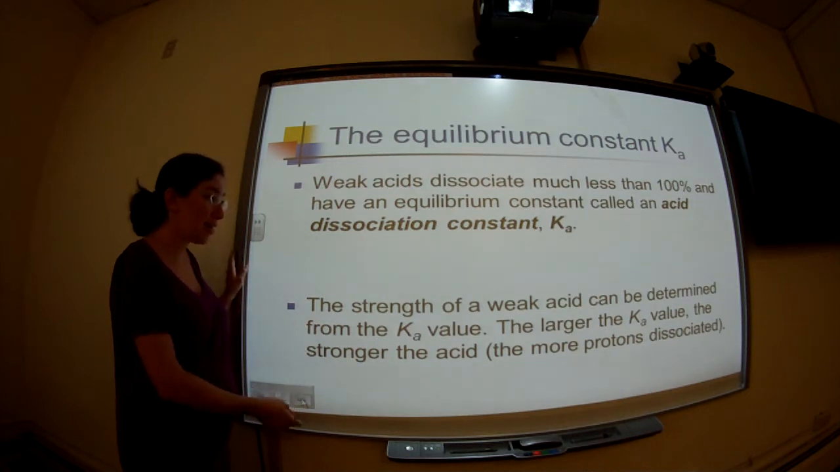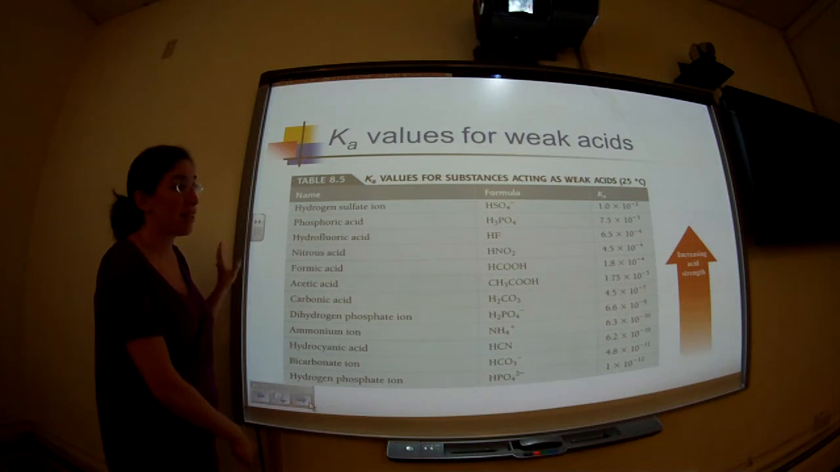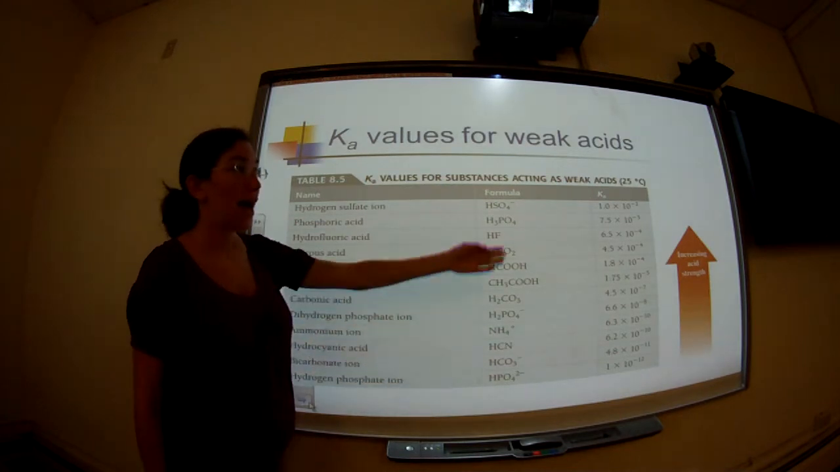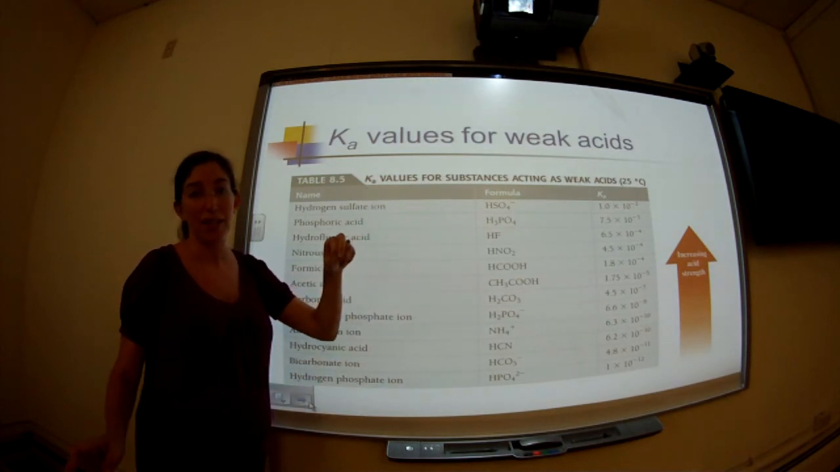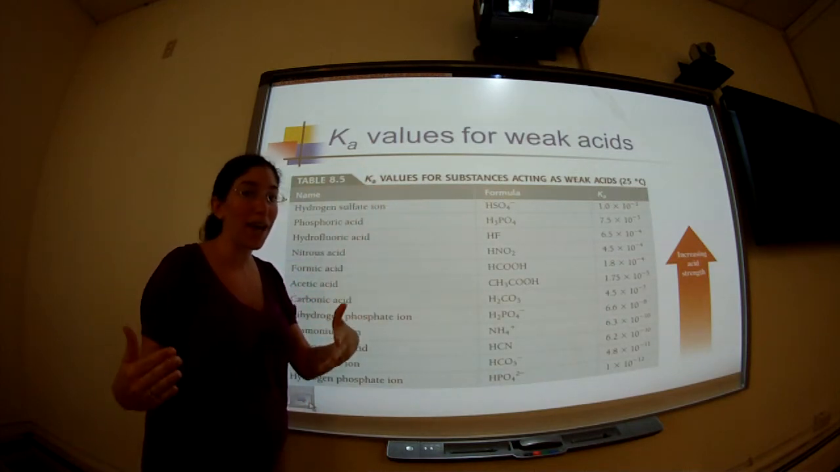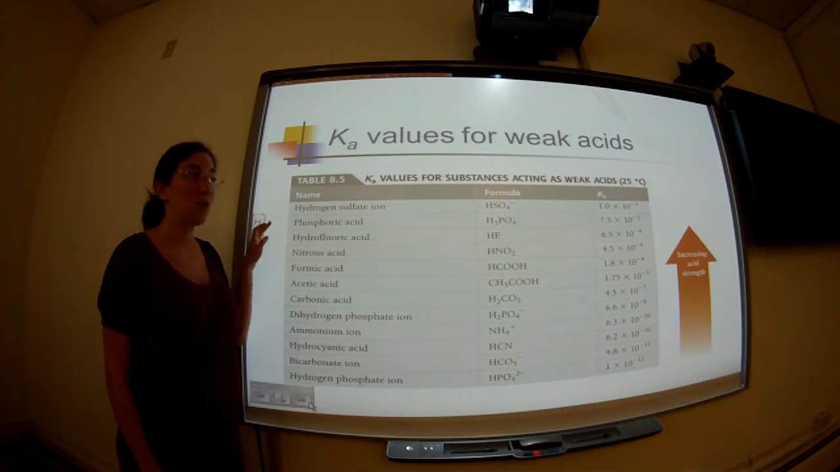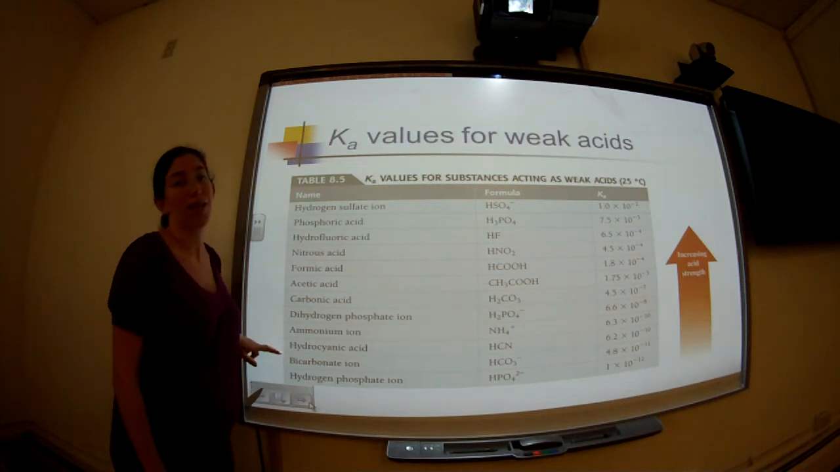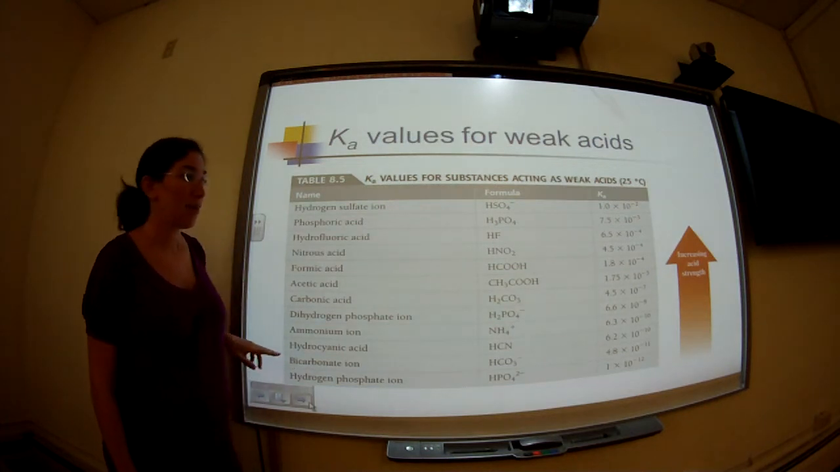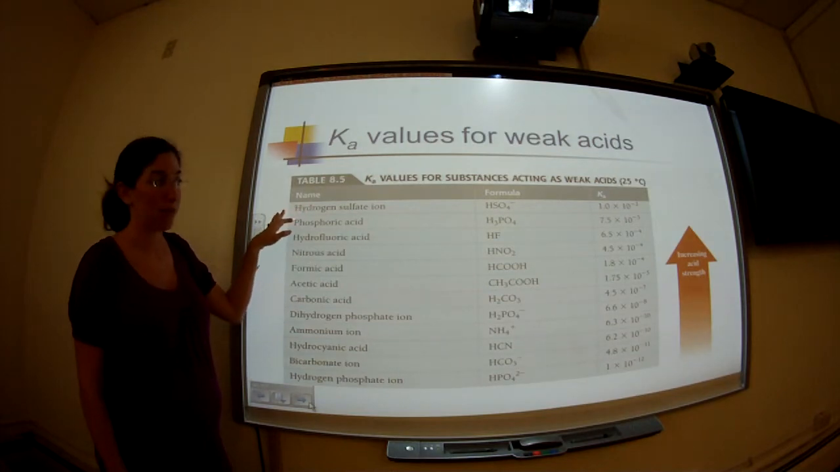So for the Ka, the rule is that the higher the Ka value, the stronger the acid is. But it's still weak. They're still weak acids. For example, hydrofluoric acid is a weak acid that is stronger than hydrocyanic acid. Okay, they're all weak acids, but these are stronger.